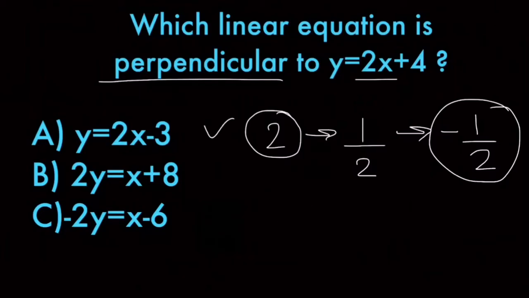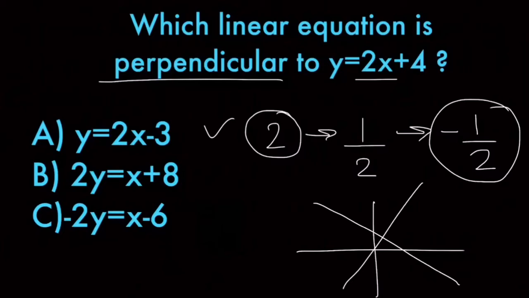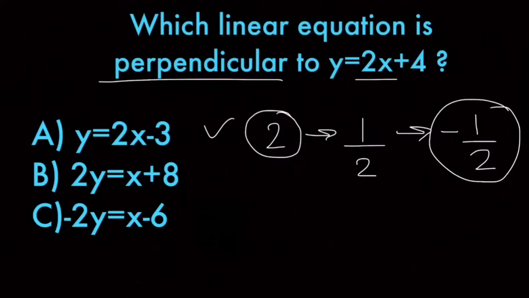And on a graph, this can be shown like, say, 2 would look something like this, and then -1/2 would look something like this. You know, it perfectly lines up to be perpendicular. This has to be negative so it can go down. This has to be positive so it can go up. So this is just the rule to memorize to be able to determine whether or not something is perpendicular.